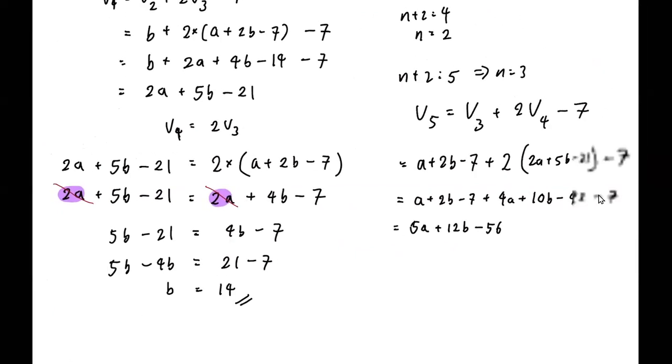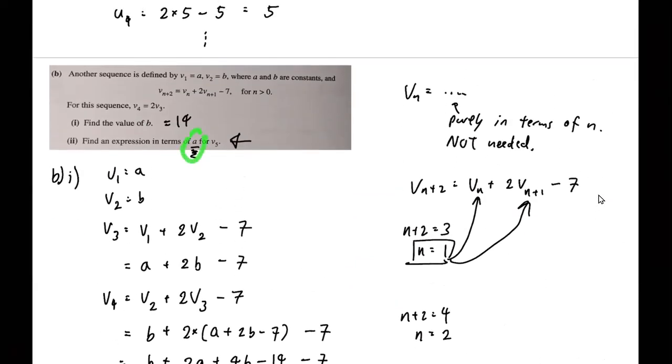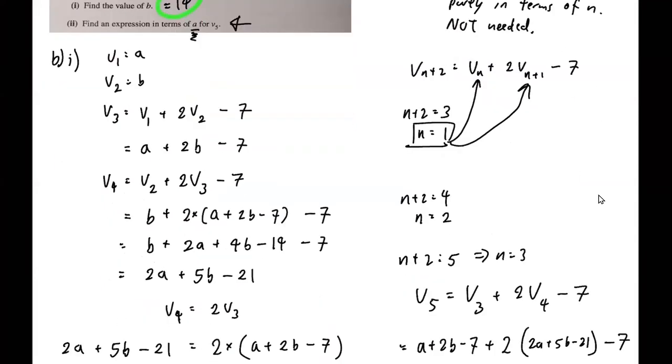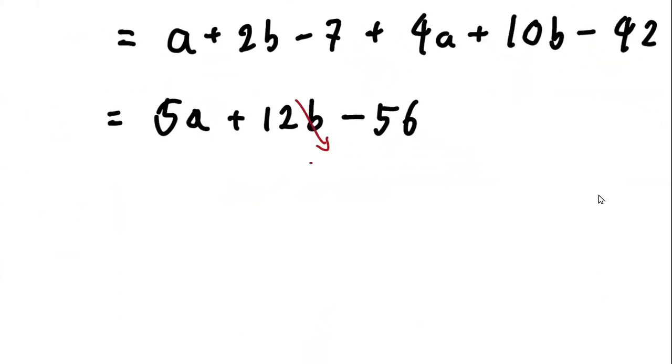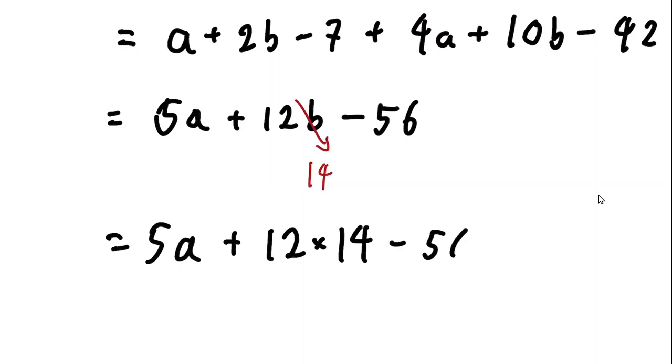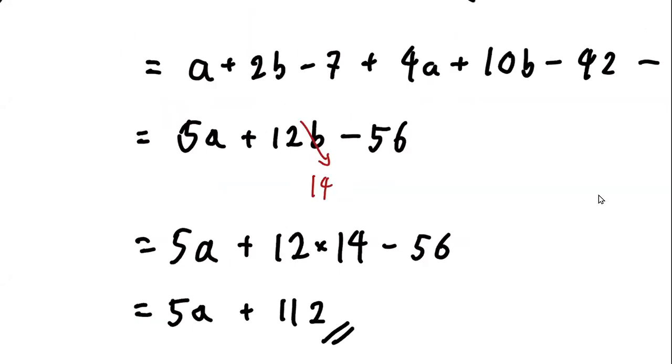No, because the question asks to find an expression in terms of A only. So the B must go. But we already know what B is. B is 14. The B over here must be substituted with 14. So we will end up with 5A plus 12 times 14 minus 56. Simplify the 12 times 14 minus 56, and we get 5A plus 112. That's our final answer for V5.